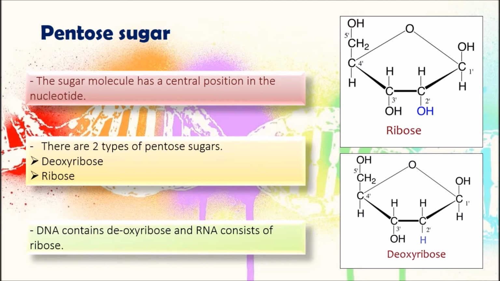The only difference is that there is a hydroxyl group connected to the second carbon in ribose, but there is a hydrogen atom attached to the equivalent carbon of deoxyribose. The nitrogenous base attaches to the first carbon while the phosphate group attaches to the fifth carbon.